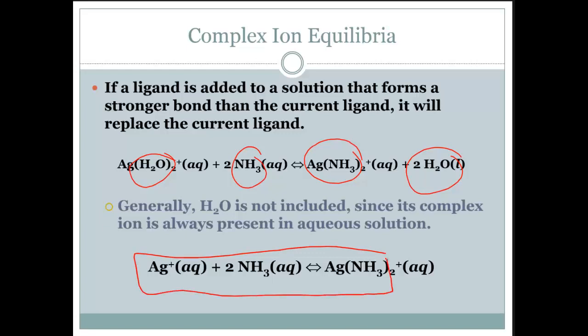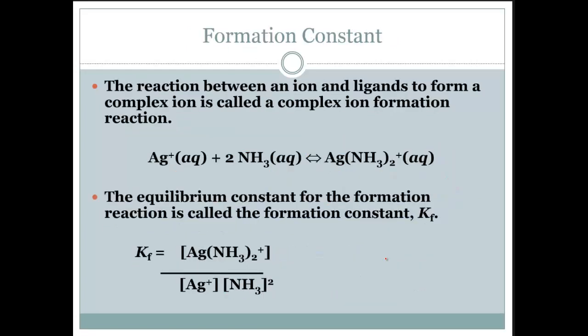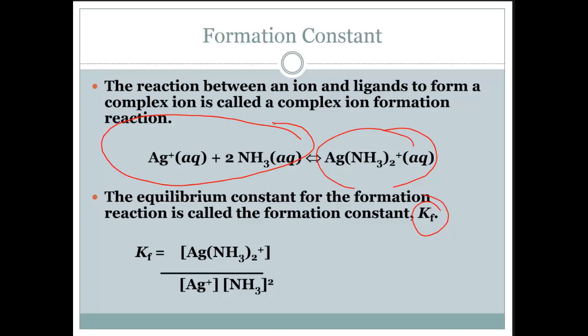The reaction between the ion and the ligand to form a complex ion is called the complex ion formation reaction. The equilibrium constant for this formation reaction is called the formation constant, Kf. And you'll notice that it's done the exact same way as the ones we've done previously: the products over the reactants. And that's how you predict precipitation.